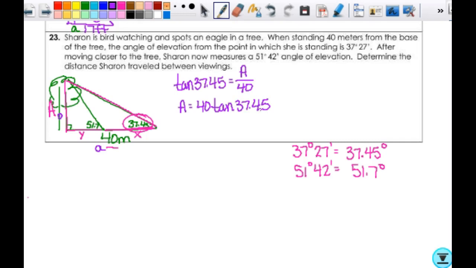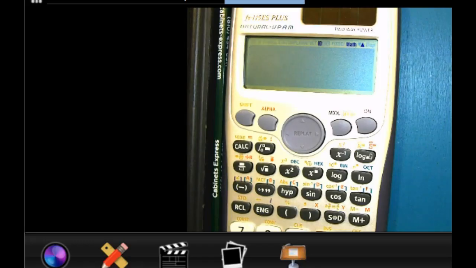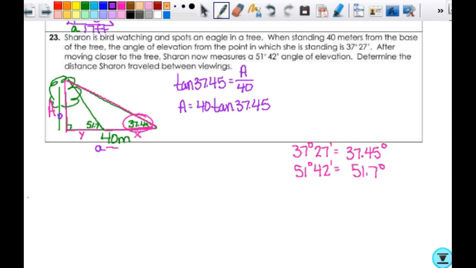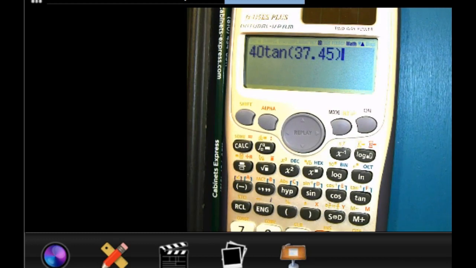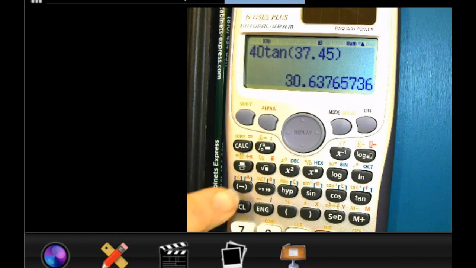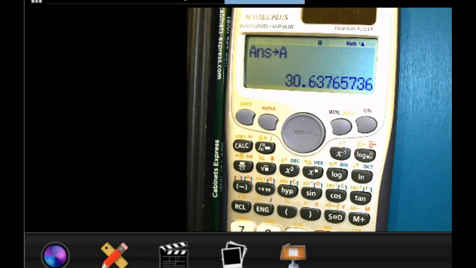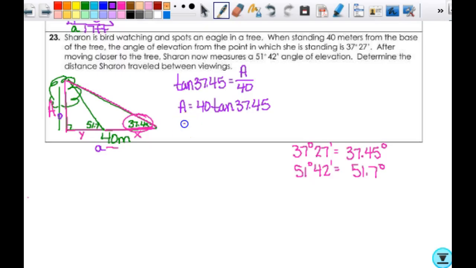So remember on these calculators, what we're going to do there is 40 times the tangent of 37.45. And I'm going to get that number, and then I'm going to store that, so shift, recall, I'm going to store it in A. So I get A is 30.637, blah, blah, blah. So it's stored in there, and I know that A is equal to 30 something, right?